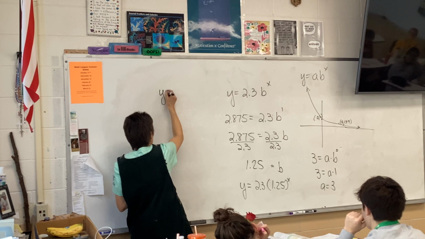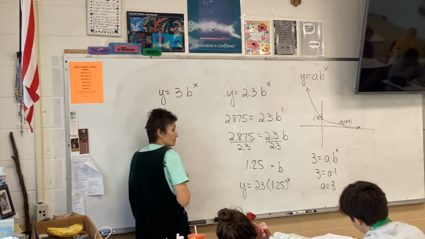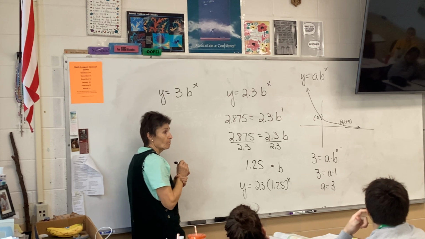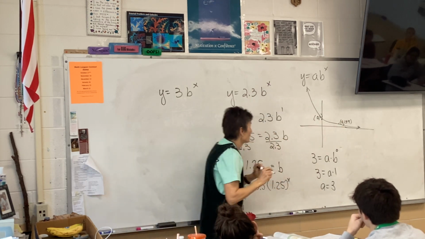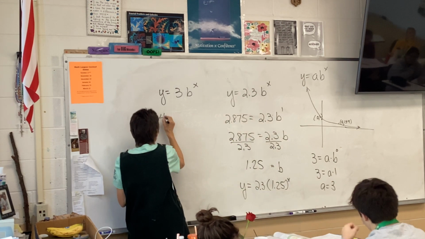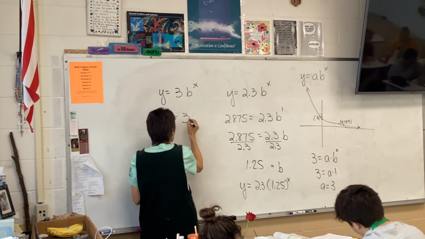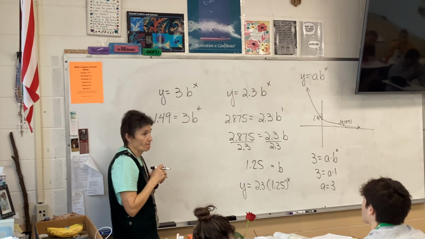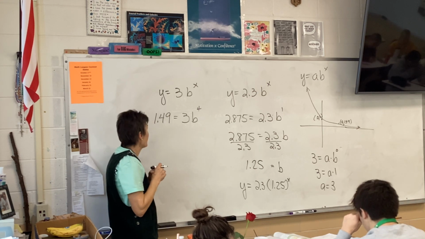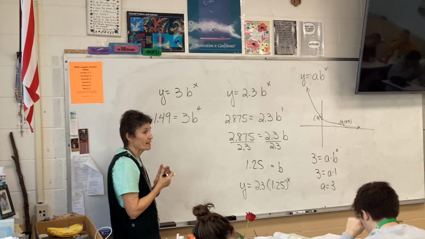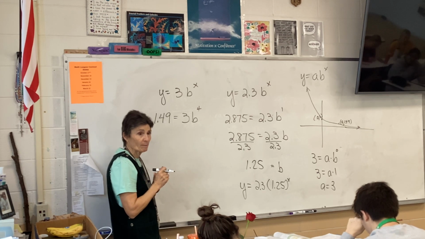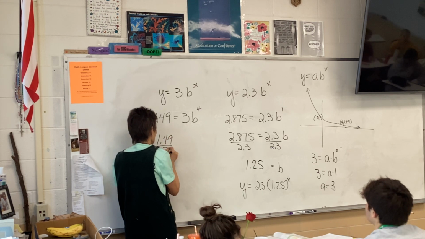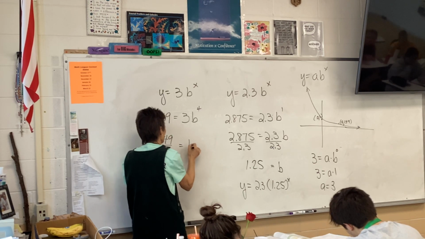So y equals 3 b to the x. Alright, so now what do I need to do? Plug in my other point, which is 1.49 equals 3 b to the fourth. Alright, how do I go about solving that? I'm definitely going to use my calculator, but let's get it set up. How do I go about solving it? Divide by 3. So 1.49 over 3 equals b to the fourth.